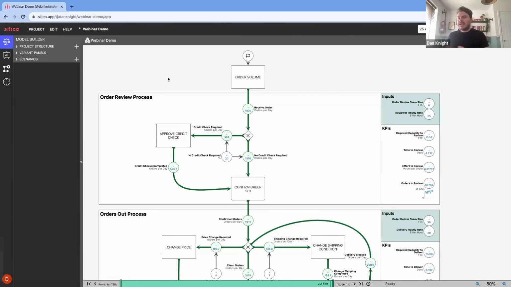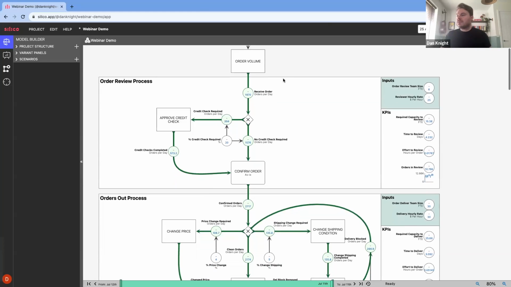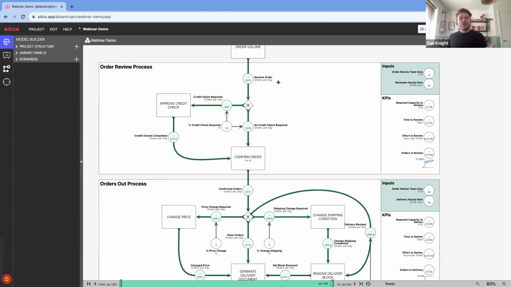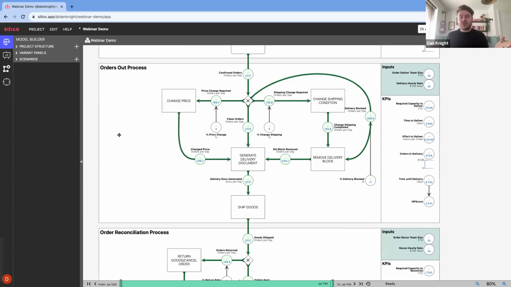So what we're looking at here is the Silico platform. We're looking at the model builder here. And what we can see is an order-to-cash process that flows through from start to finish. We can see we have order volume starting here. We then have our order review process. This is essentially when the orders come into the process and it needs to be reviewed by a team. We then have our orders out process or delivery process.